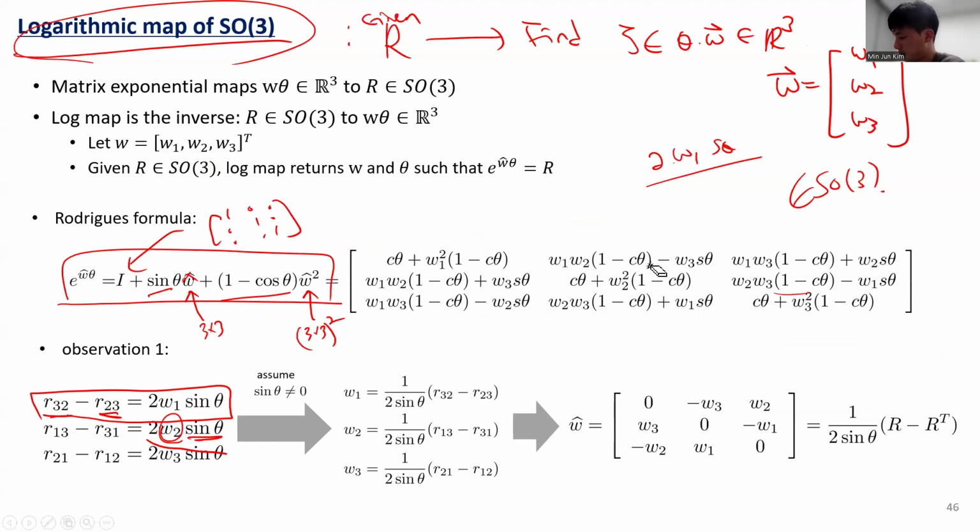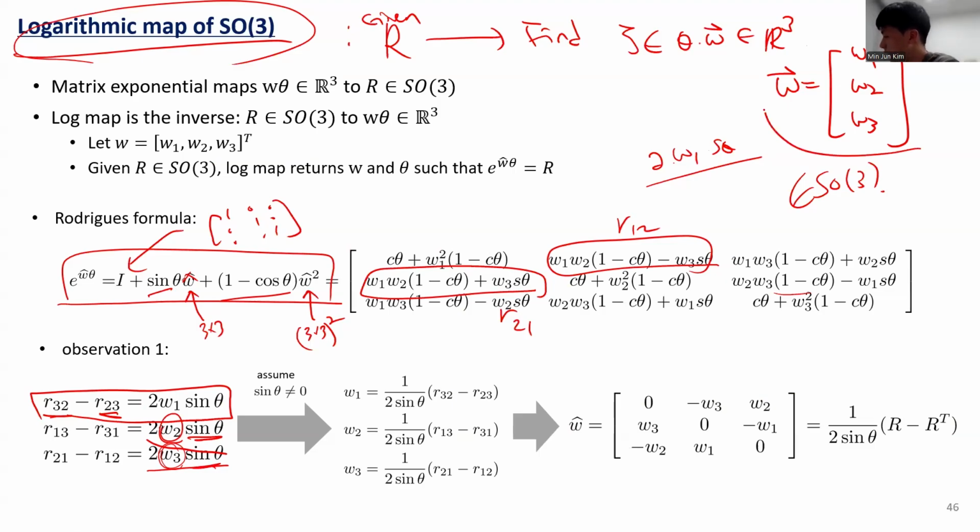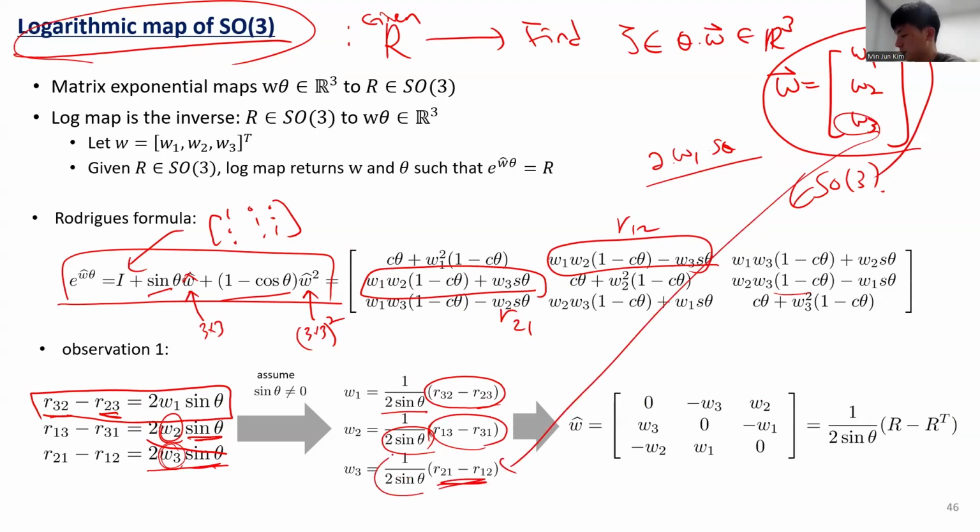Once again, R21 minus R12, that's always 2 times omega 3 times sine theta. They're very similar, right? So for omega, that's the axis of rotation, the first component is this one divided by 2 sine theta. And the second component is this one divided by 2 sine theta. And the third component is this one divided by 2 sine theta, right?